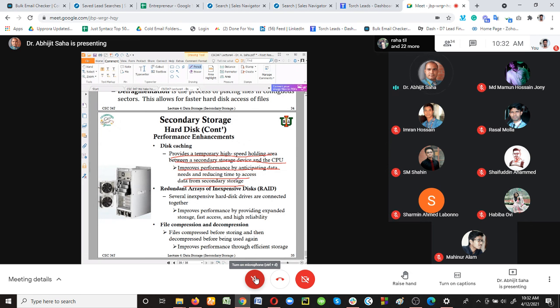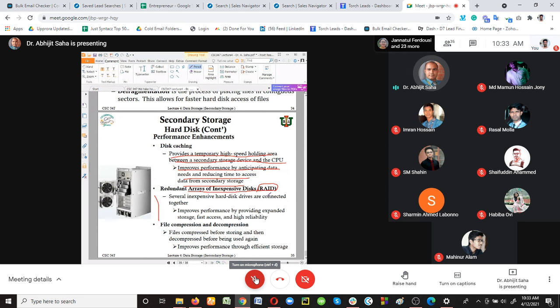Okay. So the next one is RAID, redundant arrays of inexpensive disks. We have talked a bit about this technology when we were identifying the different components of the motherboard. We have seen that we have RAID SATA connectors and RAID IDE connectors. So RAID technology improves performance by expanding the external storage, improving the access speed and providing reliable storage.